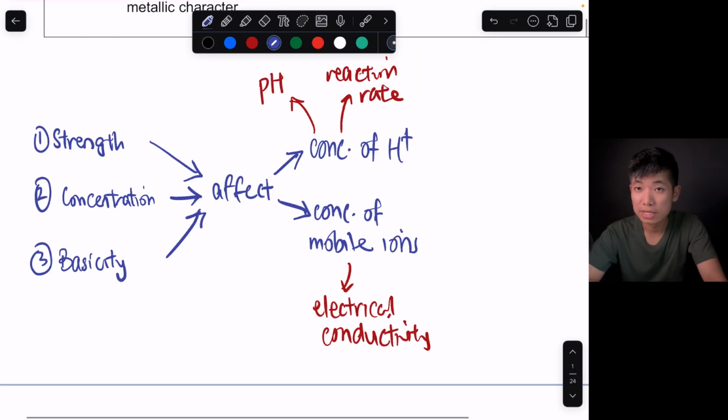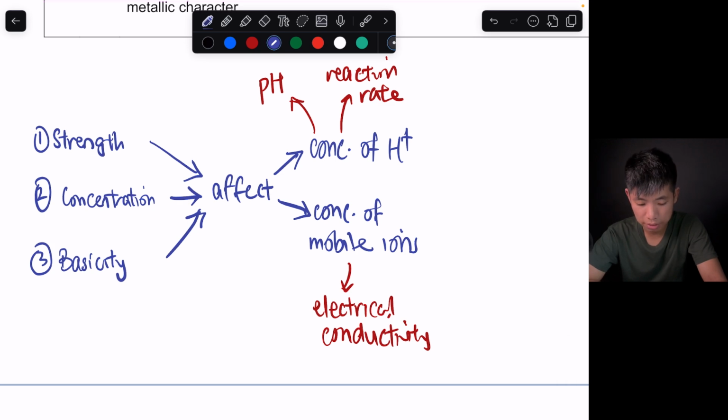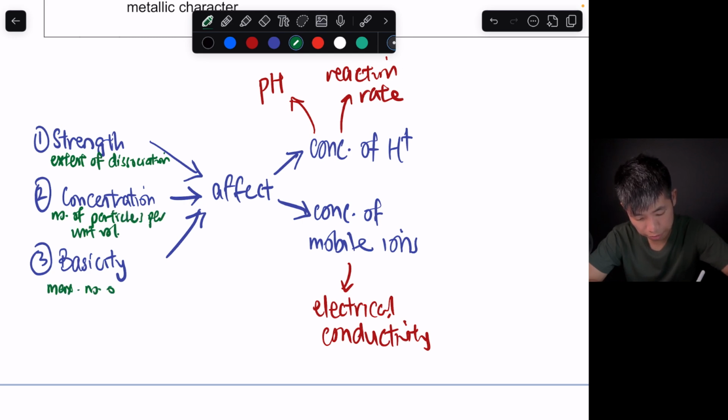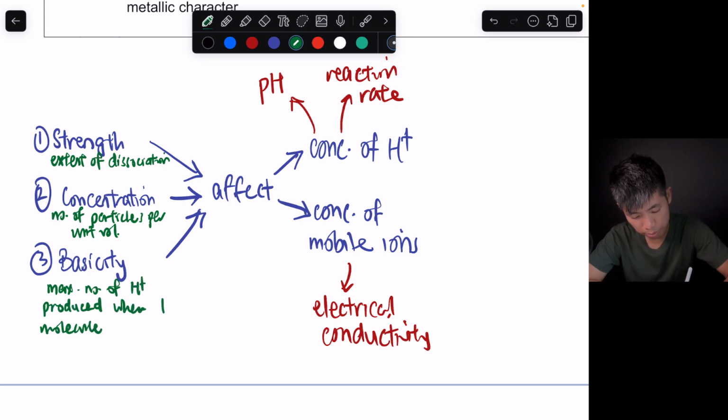That sums up these three factors: strength, concentration, and basicity. The strength is the extent of dissociation. The concentration is the number of particles per unit volume. And the basicity is the maximum number of H+ produced when one molecule of acid undergoes complete dissociation.